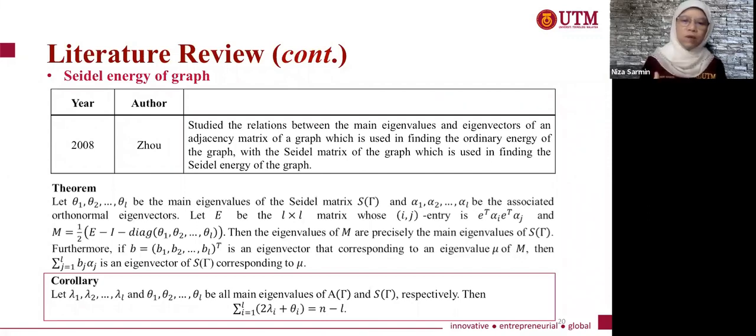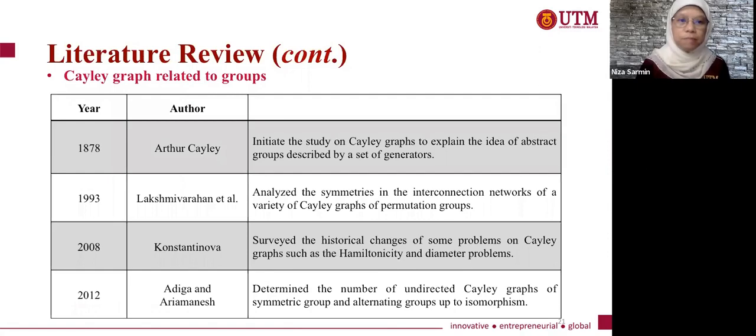And if you have one eigenvector corresponding to eigenvalue mu of M, then the sum of the Bj alpha j is an eigenvector of the Seidel matrix corresponding to mu. And this corollary helped us in proving and getting some of our results. If you have these main eigenvalues of the ordinary adjacency matrix and also the Seidel matrix, then we have this formula that the sum of 2 lambda i plus theta i is just equal to n minus L.